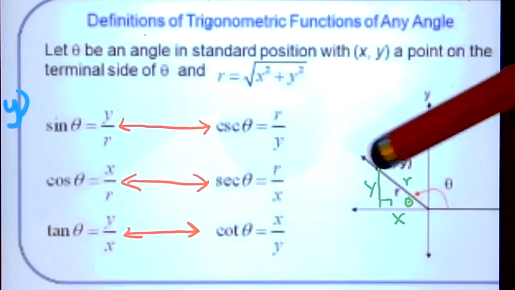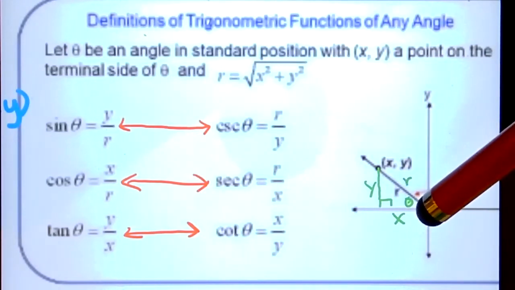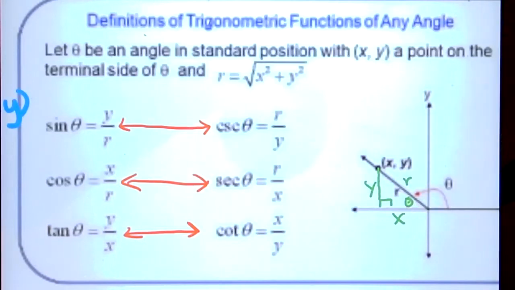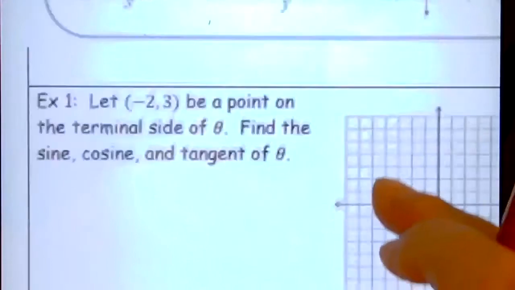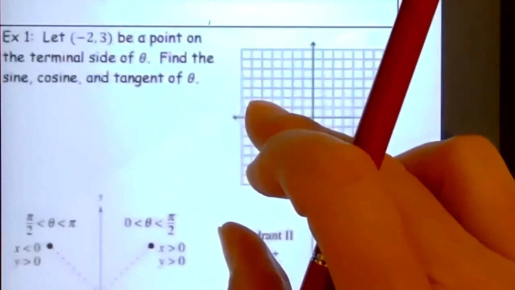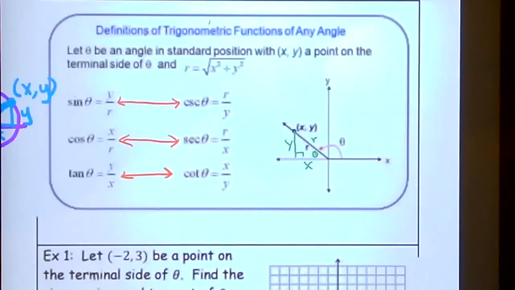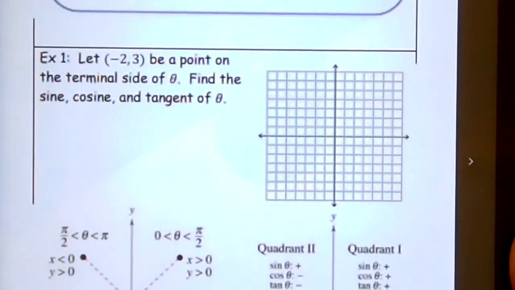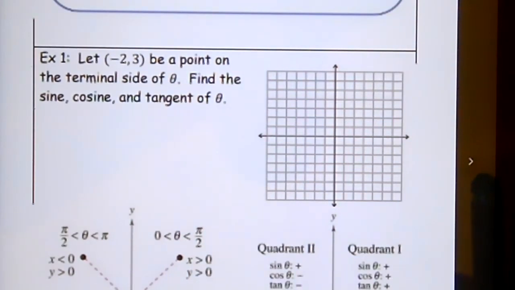And the way we would find our r is just using the Pythagorean theorem. x squared plus y squared equals r squared. Okay. Now let's move to trying a problem here. So in this case, they want us to plot the point (-2, 3) and have that be the terminal side of an angle. Find the sine, cosine, and the tangent of that.